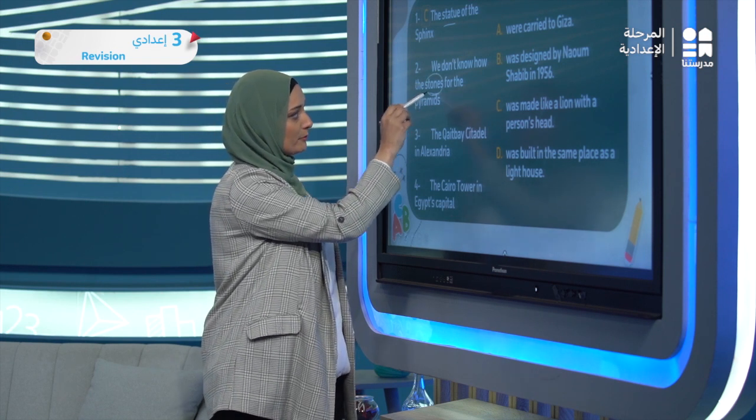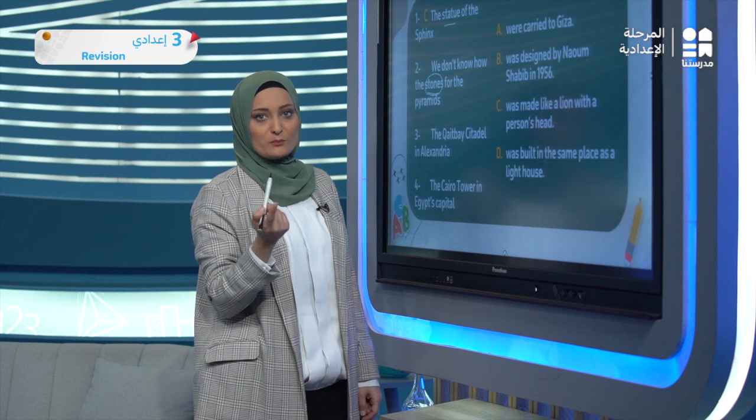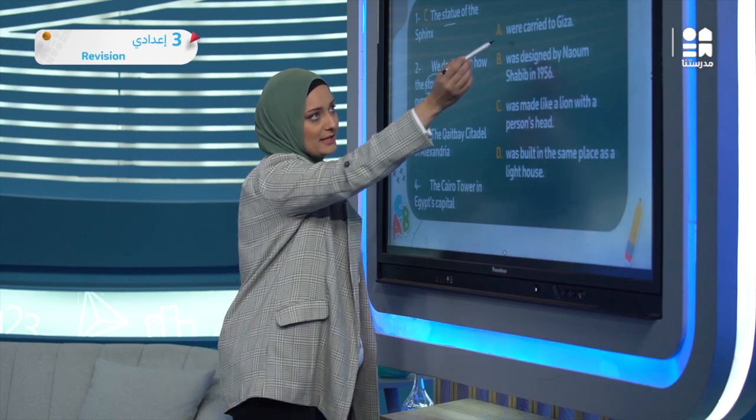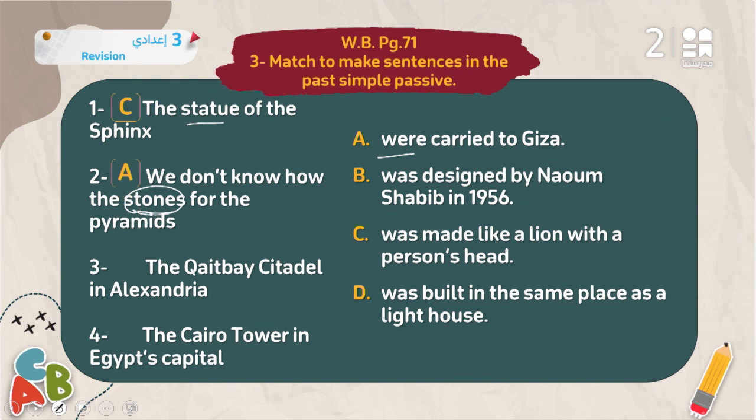So here I have stones, plural, so I need a plural verb. The only plural one I have is were carried to Giza. How they were carried to Giza. The Qaitbay citadel in Alexandria, the citadel is singular too. I have two here, so based on the information we have, it was built in the same place as the lighthouse. The Cairo Tower in Egypt's capital was designed, it was designed by Naoum Shebib in 1956.